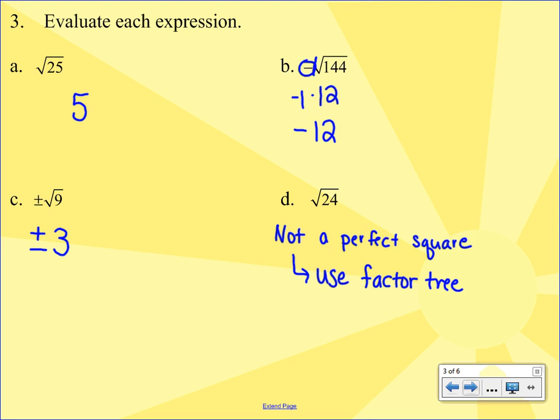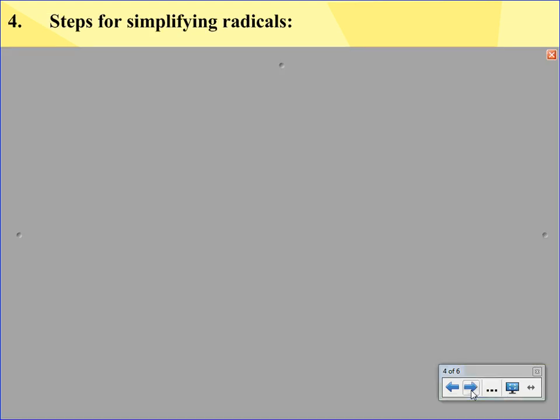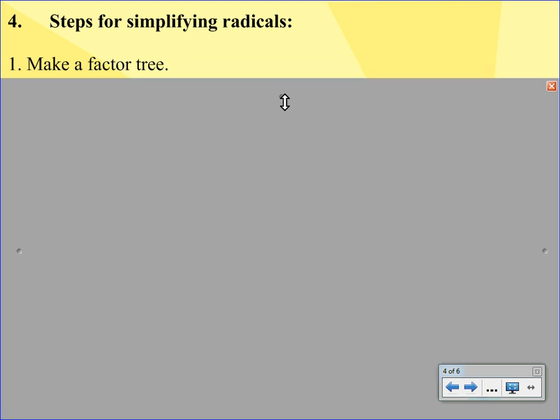So we're going to go through some steps, and we call these steps for simplifying radicals, but remember, radical also just means square root, so steps for simplifying square roots. And we have 3 steps. The first step is to make a factor tree, and we will be going through an example of how to do that.